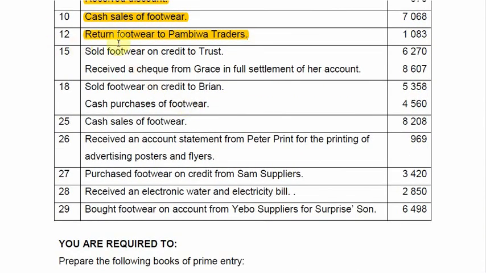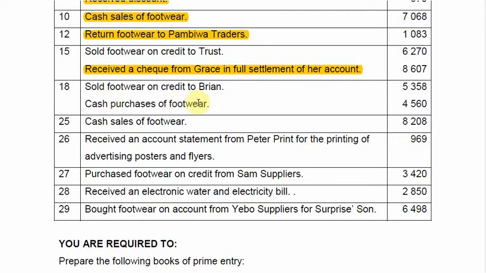Number 15, sold footwear on credit to Trust. Yes, it's going to go into my sales journal because it is a sale on credit. Then received a cheque from Grace in full settlement of her account. This is a debtor who comes to pay. Will we put it in the sales or the purchases journal? Absolutely not. This will have to go into my cash receipts journal. So I'm going to highlight it because that journal is not required and I must not put the wrong things in the wrong journal. On the 18th, they say sold footwear on credit to Brian. Yes, that is a sale on credit. That will go into my sales journal.